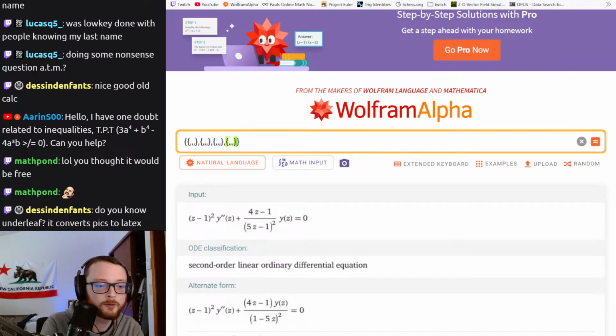One, two, three. Aaron, I have one doubt related to inequalities. TPT? 3a to the fourth plus b to the fourth minus 4a cubed b is greater than or equal to 0. I don't know what the TPT means, and is there a restriction on A and B? I don't understand the question.